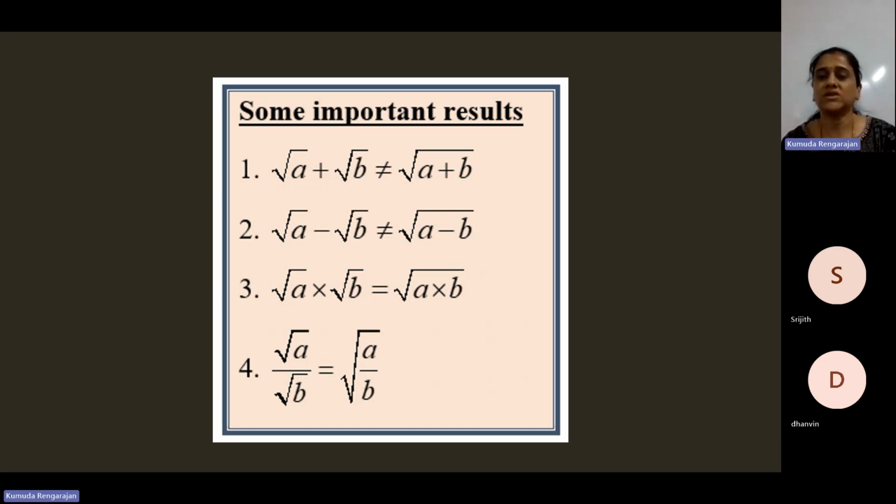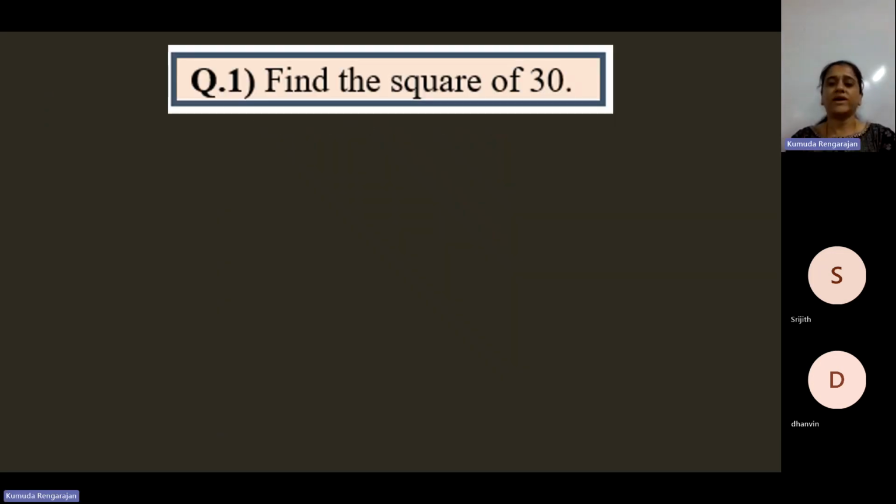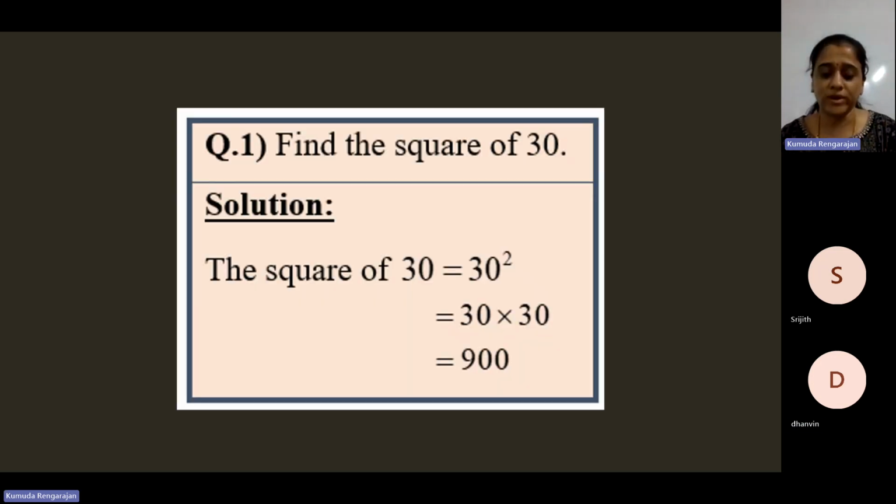Done, children? Shall we start? Find this, write the question. Now writing from here. Find the square of 30. Squares and square roots. Write the answer as you see on the screen. The square of 30 means 30 squared. So that means 30 into 30, which is 900.